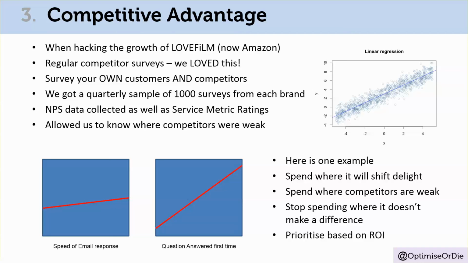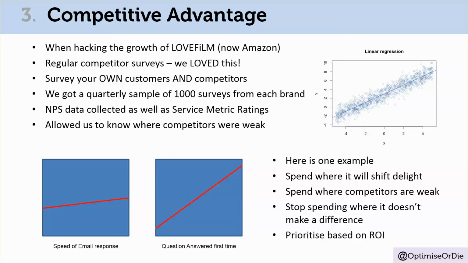When I looked at this one, question answered first time, I could see that basically the more likely, there was a huge correlation between the high rating on getting your question answered first time and a higher NPS score. Wow, that's interesting. That gradient tells me that if I answer the question first time, put effort into that, it's going to be much more rewarding for pushing the NPS score and therefore the delight behind it. So we can use these kind of techniques.